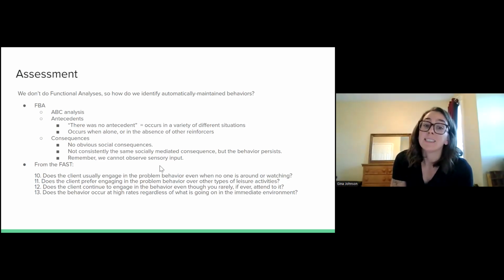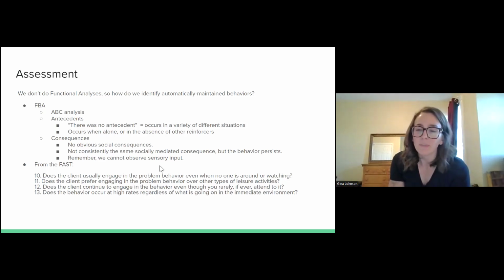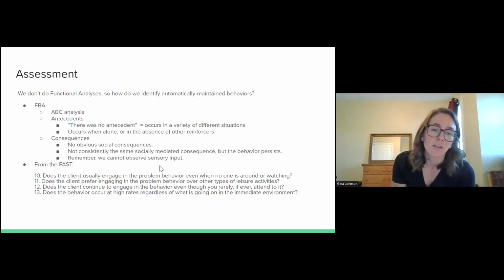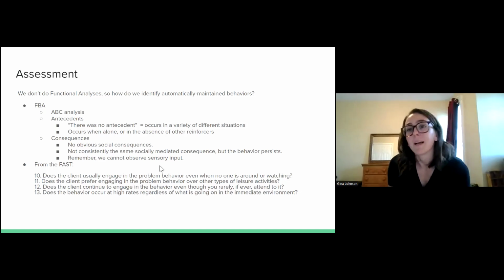Do they continue to engage in the problem behavior if attended to? Again, even if you're not paying attention to it, so that kind of rules out the attention piece. And then high rates regardless of what's going on in the environment. Again, it's outcompeting any other potential reinforcers.